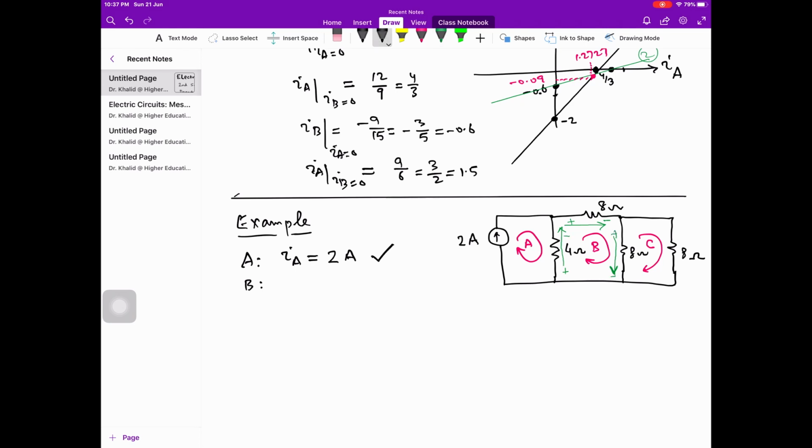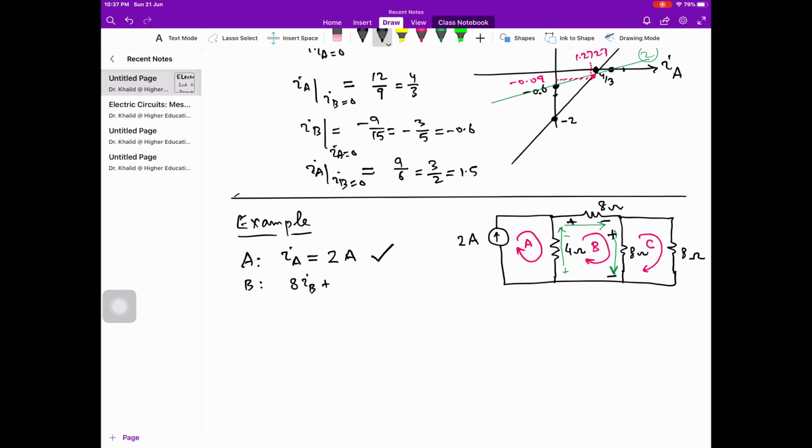And now write the voltage drops. Look at the circuit: this is the voltage drop across the 8 ohm resistance due to current IB, and then the voltage drop across this other 8 ohm resistance, which is shared by mesh B and C.